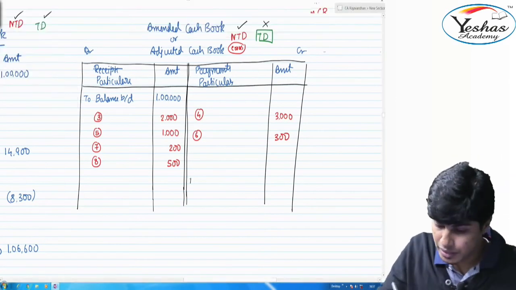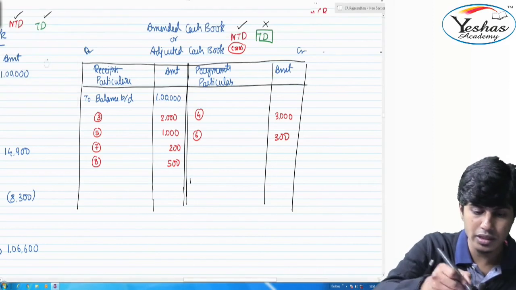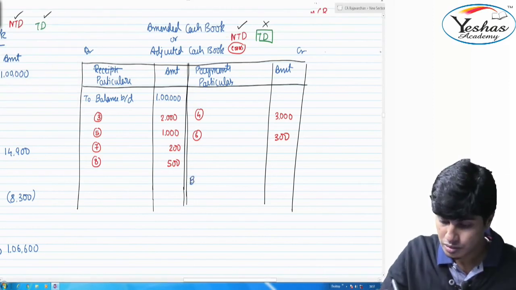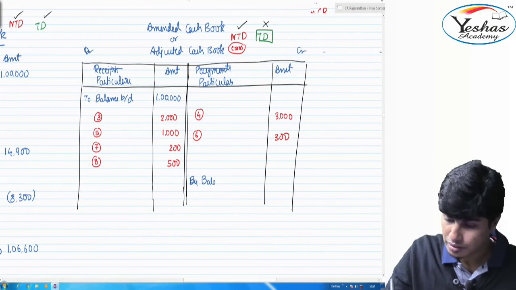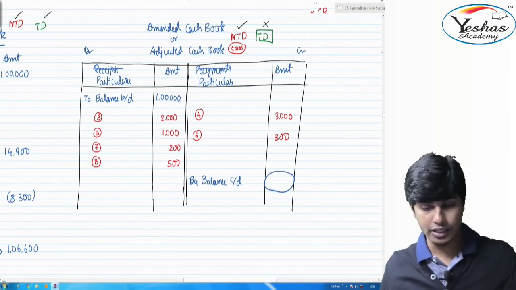I will write here by, okay, I would have to write in blue. I will adhere to the color code. By balance carried down. It's a balancing figure. Tell me how much do I get?